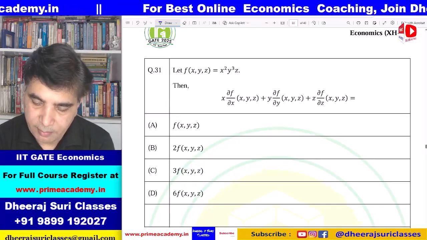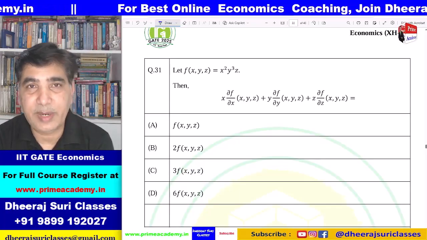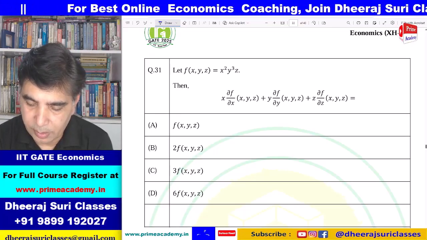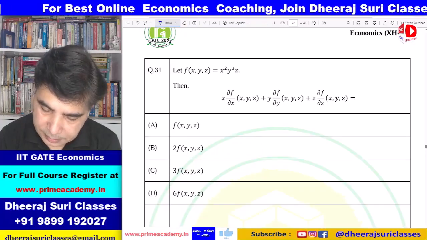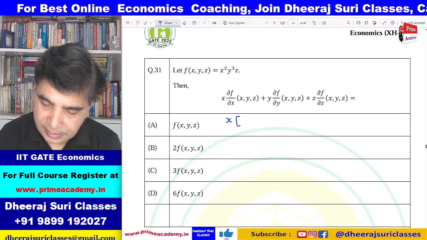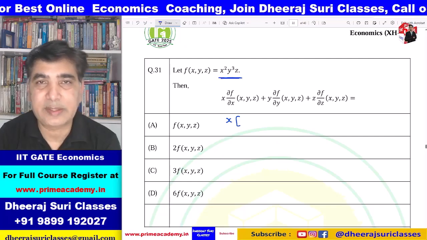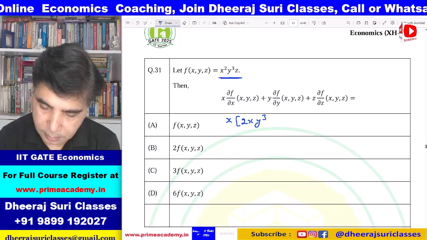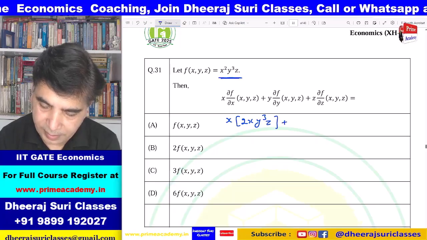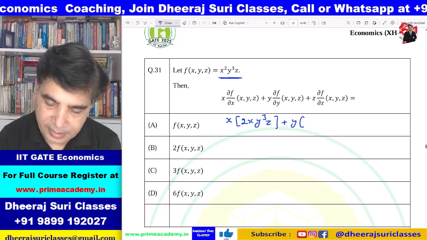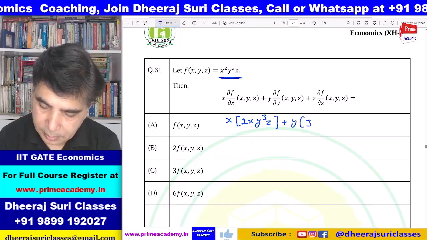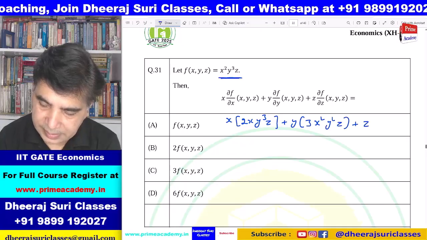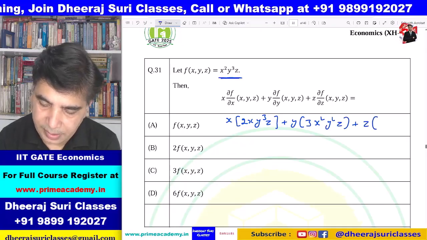It says we have a function, and we need x times del f by del x plus y times del f by del y plus z times del f by del z. What is del f by del x? The derivative of this function is 2x y cube z. So 2x y cube z, plus y times del f by del y, which is 3 times x square y square z, plus z times del f by del z, which would be x square y cube.